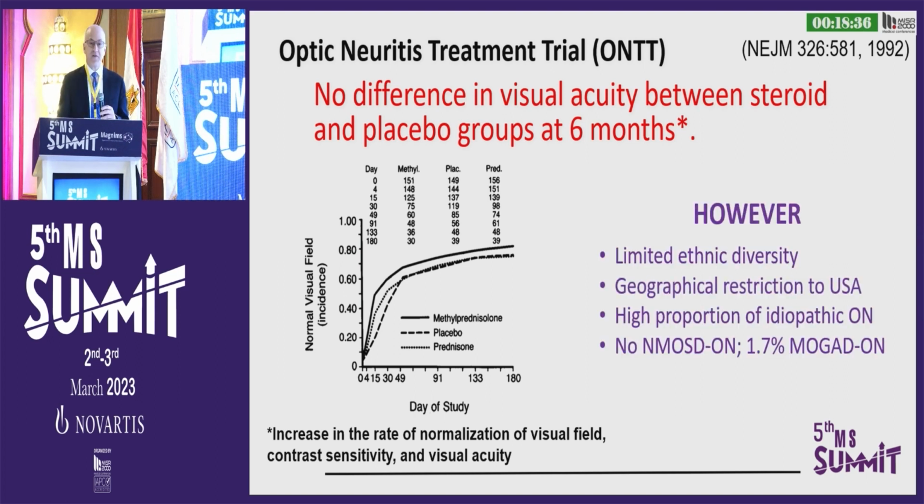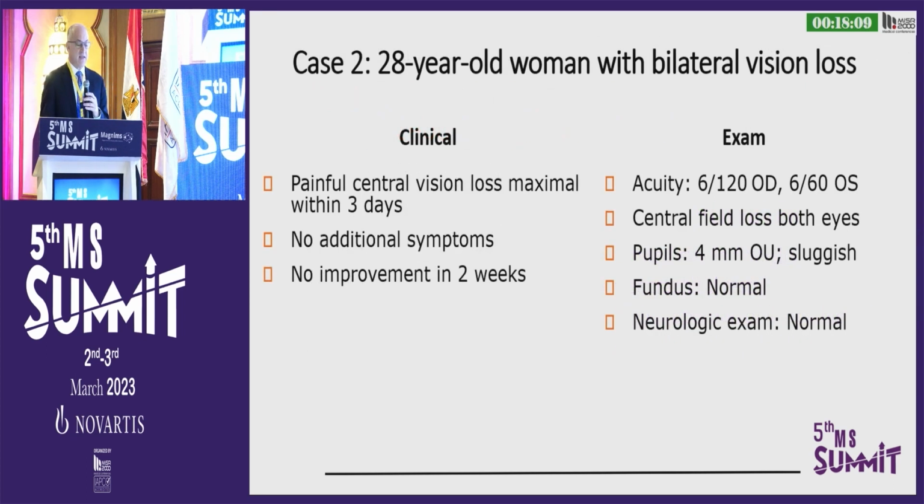What's the problem with all of this? This was done pretty much in the United States. It had a limited ethnic diversity. There was a high proportion of patients with idiopathic optic neuritis, and there were no patients with neuromyelitis optica optic neuritis, and only 1.7% of the participants had the newly discovered MOG antibody-associated optic neuritis. So let's go to the next case.